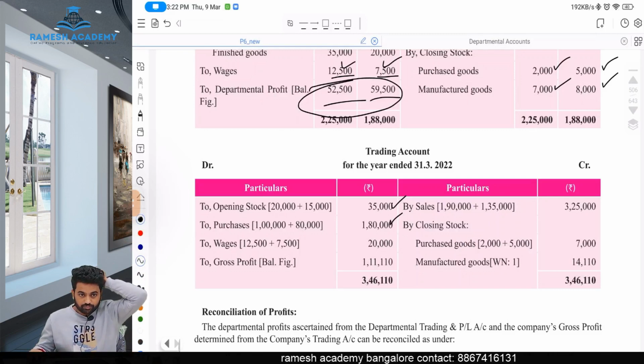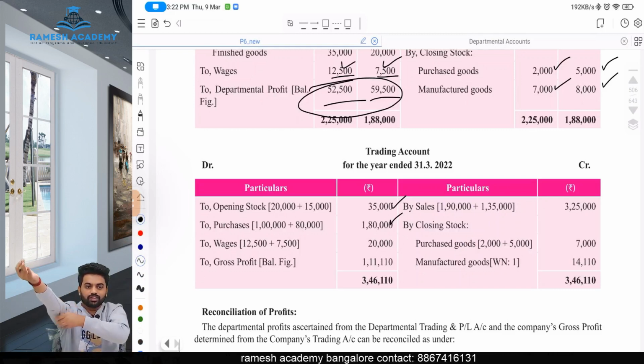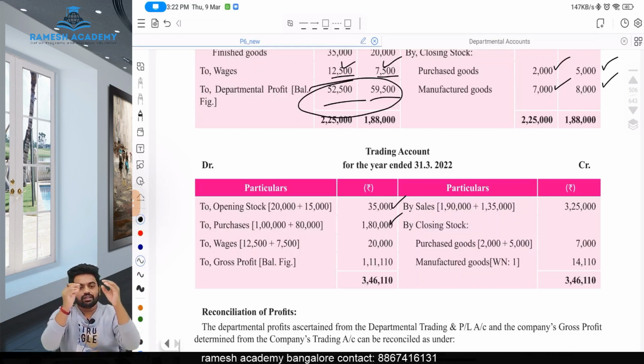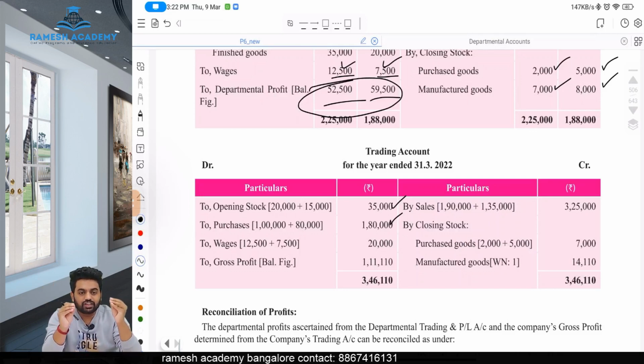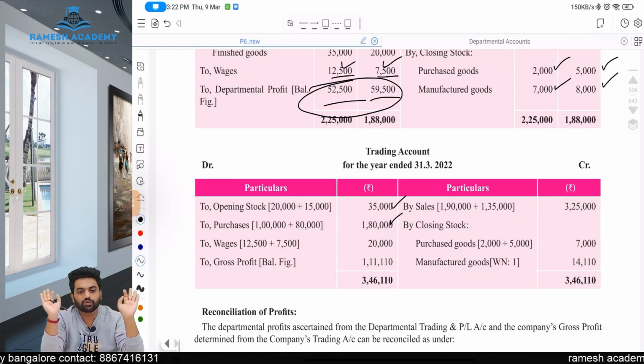Yes, okay. Listen very carefully. Finally, at the end of the day, for organizations, closing stock should be valued at cost or NRV, whichever is lower.